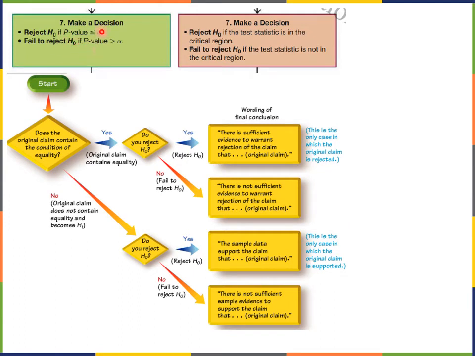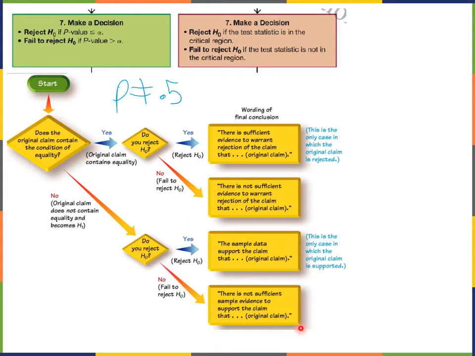This said if we do the p-value method and the p-value is bigger than alpha, we should fail to reject h sub 0. So now we start our process to get our final answer. Does the original claim contain an equality? The original claim, if you remember, was that p does not equal 0.5. Okay? So does that contain a condition of equality? The answer would be no. It's a not equal to. So we go down to here. Okay? Do you reject h sub 0? No, we failed to reject because the p-value is bigger.